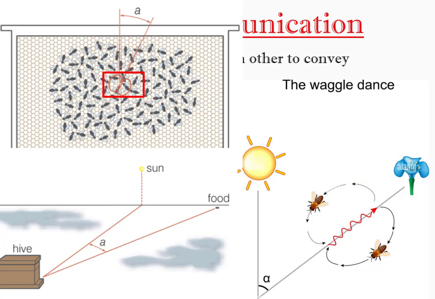The first way is that the angle of the dance away from the vertical of the honeycomb corresponds with the angle of the nectar from the sun. The second way is that the length of the straight run part of the dance is proportional to the distance of the nectar or food source from the nest.